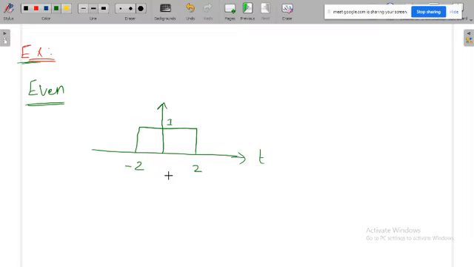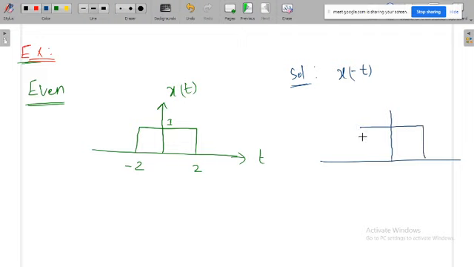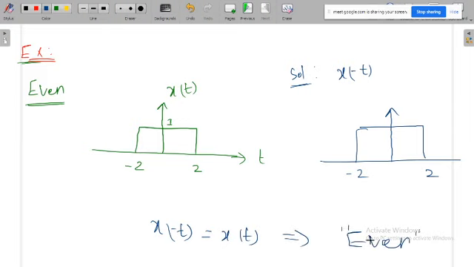Is it an even signal or an odd signal? Just find out x of -t. Even signal, because by applying only the mirror image with respect to the y-axis, I am getting the same diagram. So finally, x of -t is equal to x of t. This signal is an even signal.